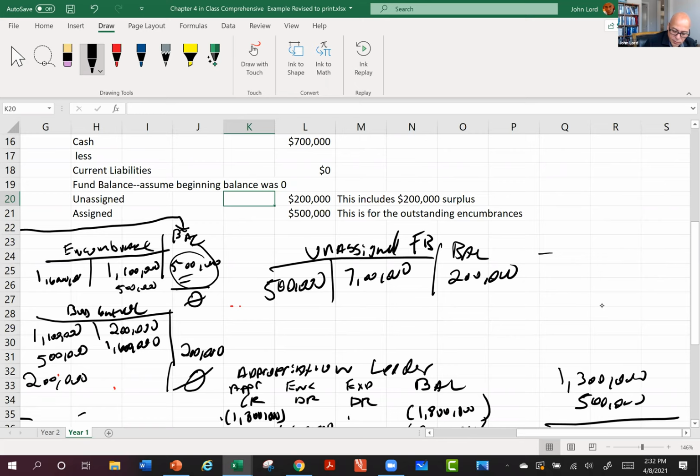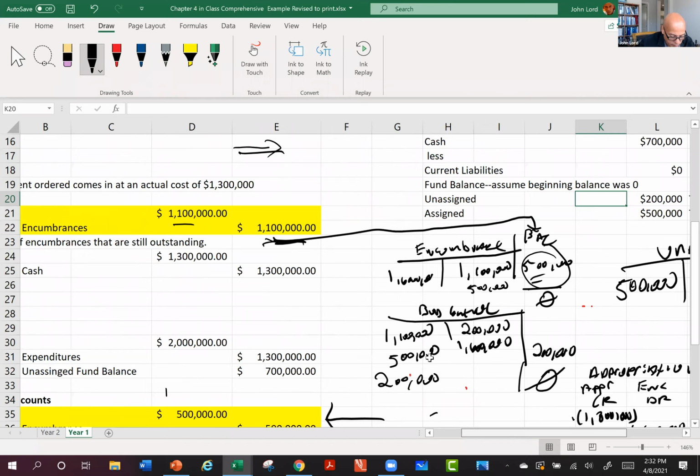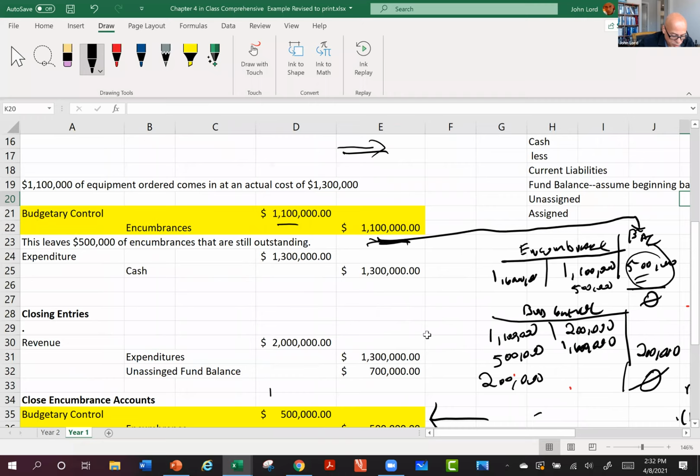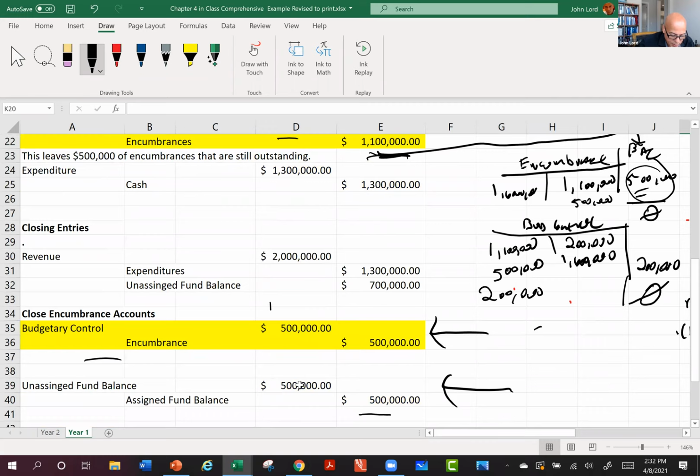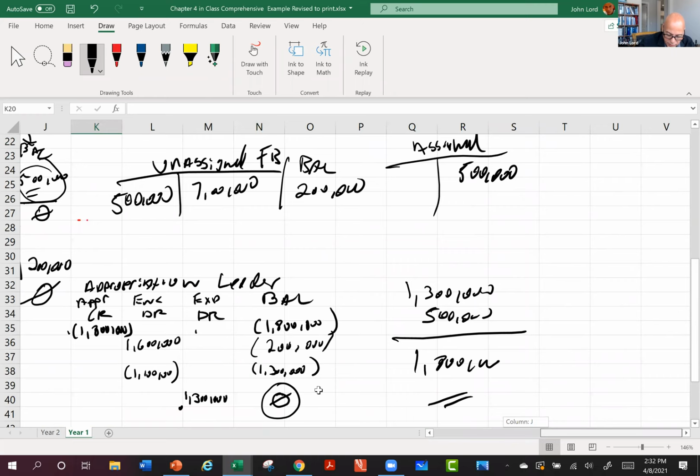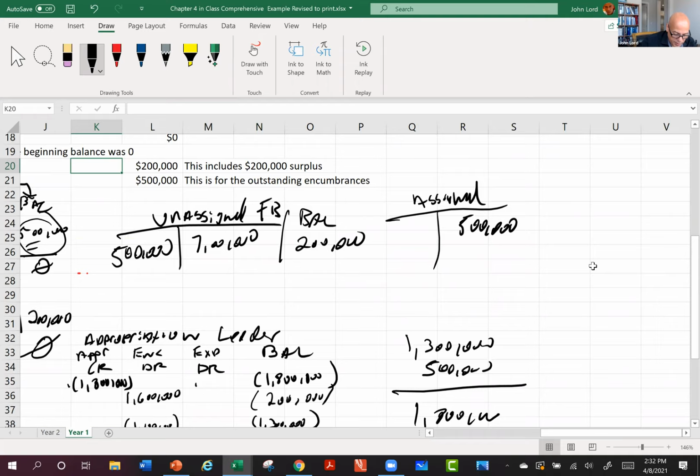For the assigned, I credited it for 5. Isn't that what I did over there in that journal entry? I'm just simply posting that. Now, so you had the situation here where I had credited for 7, and then when I set up for my encumbrance, I debited the unassigned and I credited the assigned, right? And so the unassigned has a balance of 2, the assigned has a balance of 5, and that's what you see on the balance sheet.